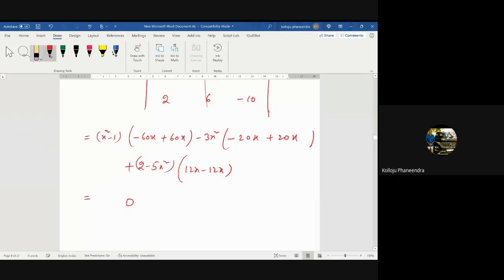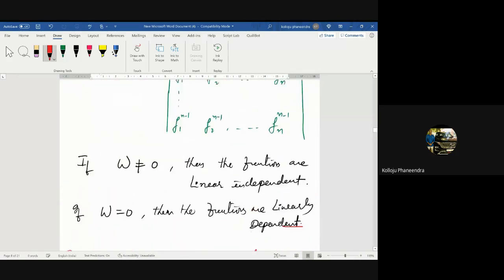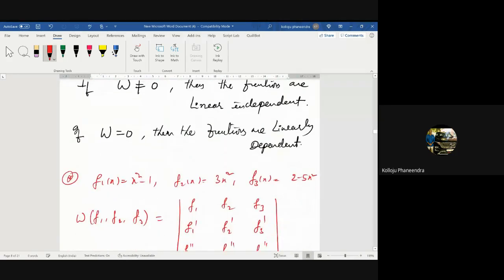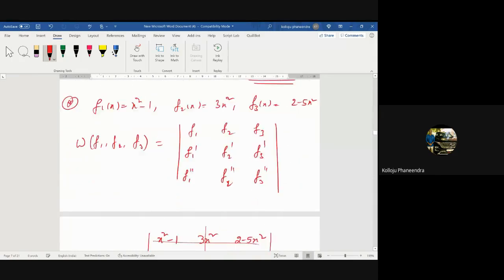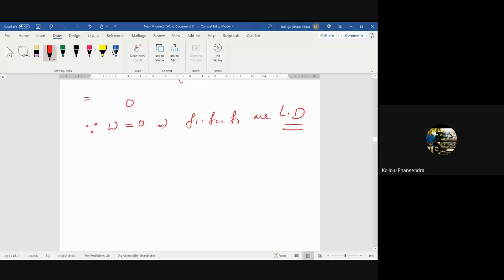Yes, sir, 0. Since Wronskian is 0, f1, f2, f3 are what? Wronskian equal to 0 means, just now I told you, linearly dependent. Not equal to 0, linearly independent. Now one more example.